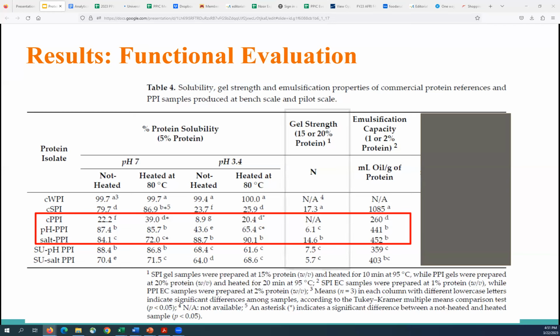And now we're going to look at our emulsification capacity. So for emulsification, the salt and the pH were comparable. There weren't any notable differences there, but when you compare this to the commercial protein isolate, you can see that there is a significant difference, which shows that the extraction technique did improve the emulsification capacity of the benchtop extracts.